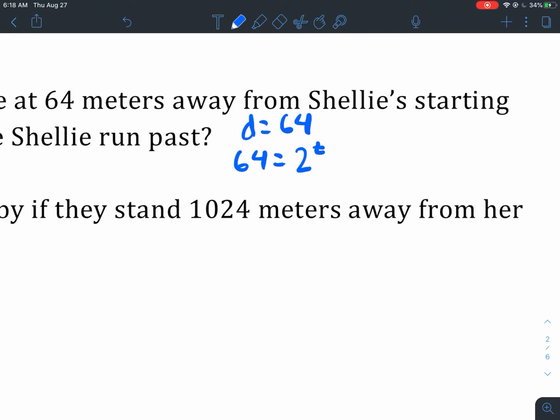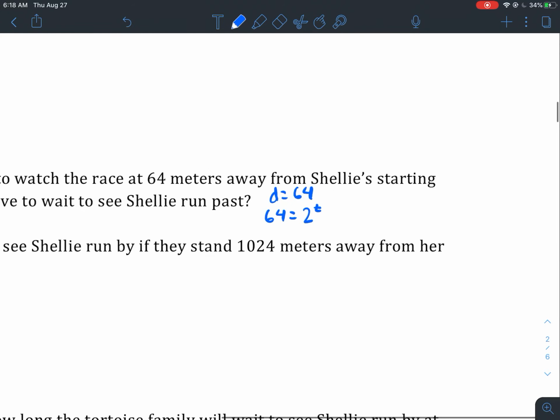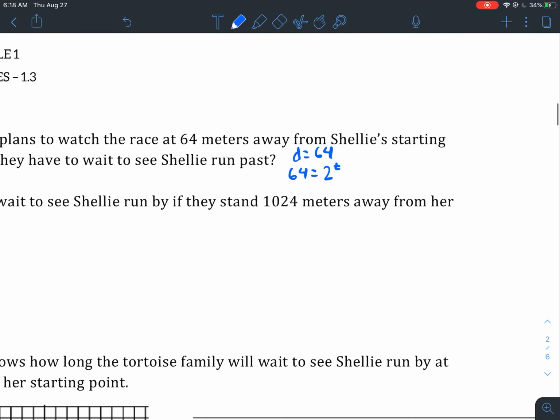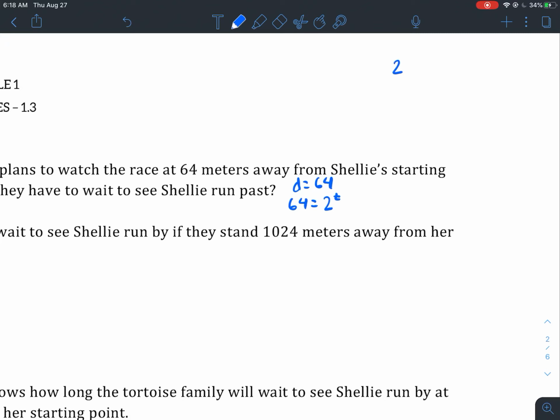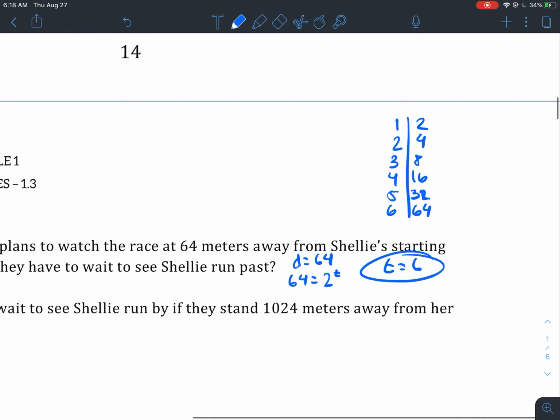Now, in order to actually solve this mathematically, you would need to use logs. We don't necessarily have to do that. We can kind of just test it out. We can even make a chart here. We know 2 to the power of 1 is going to give us 2. 2 to the power of 2 gives us 4. 2 to the power of 3 is 8. Power of 4 is 16. 32. Then 64. So they're going to have to wait 6 seconds if they're at 64 meters. So our time would be 6 seconds.